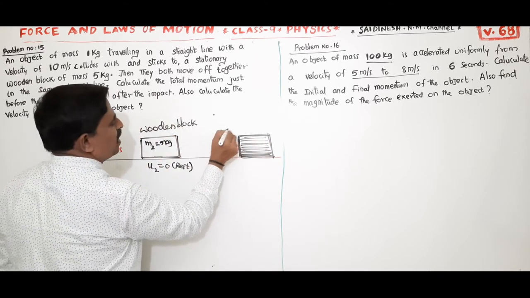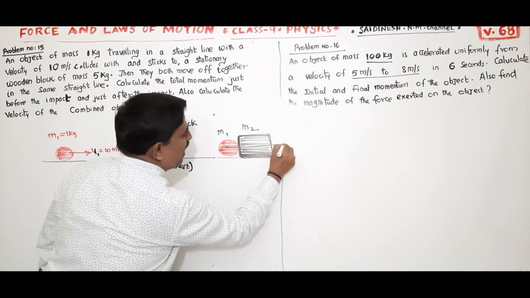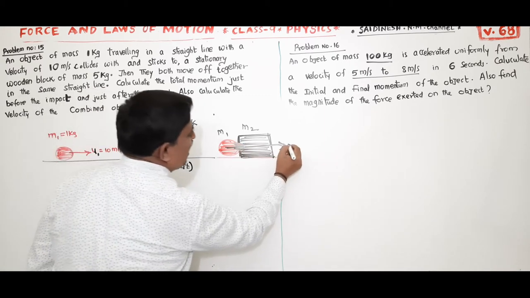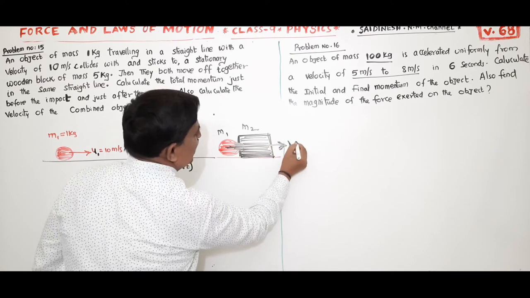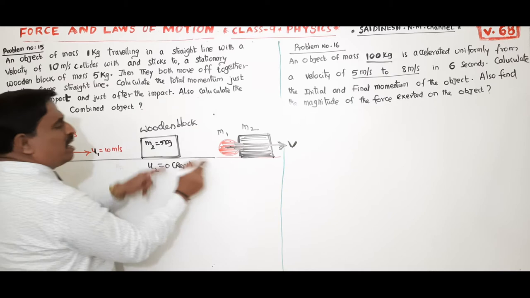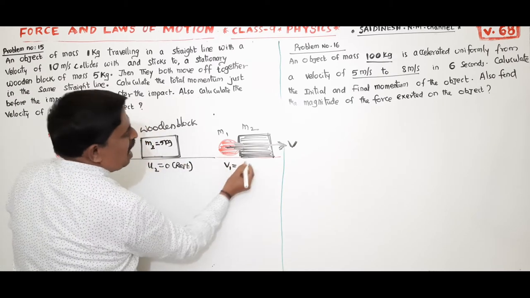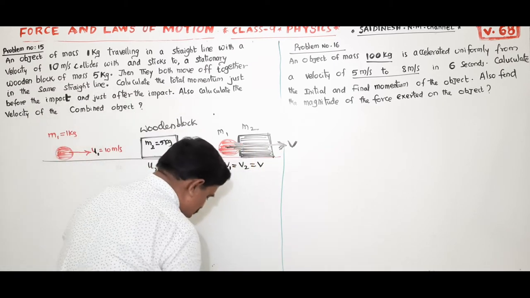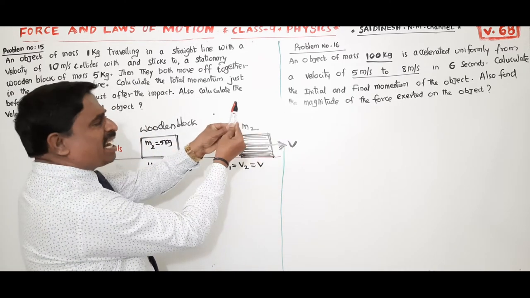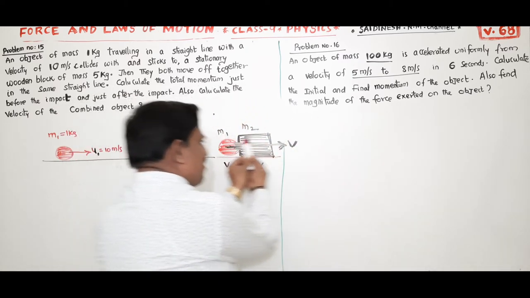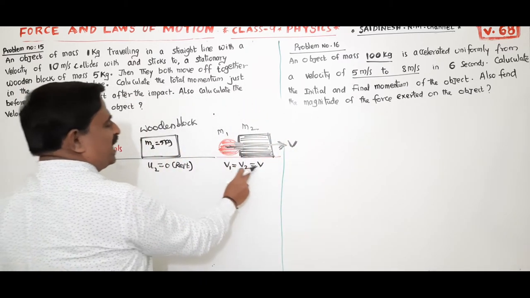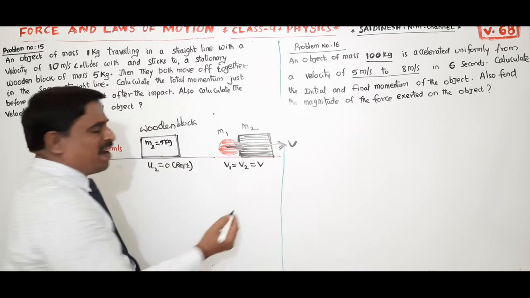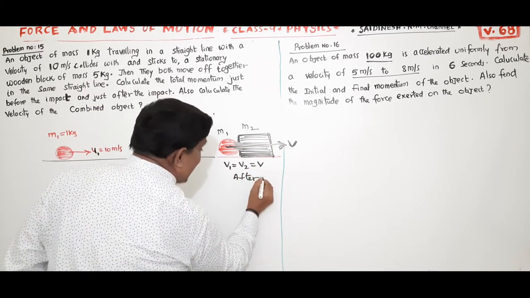Now this is the first object. It is the second object. Both are moving combinedly as they stick together. Both have the same velocity. That we are calling the common velocity, represented by V. After the collision, the velocity of the first ball is V1, the velocity of the second ball is V2, and that is equal to V. Both have the same velocity. It is the ball, it is the wooden block, and they stick together. Final velocity of the first body is V, final velocity of the second body is V. That we are calling the combined velocity. It is the situation after the accident.